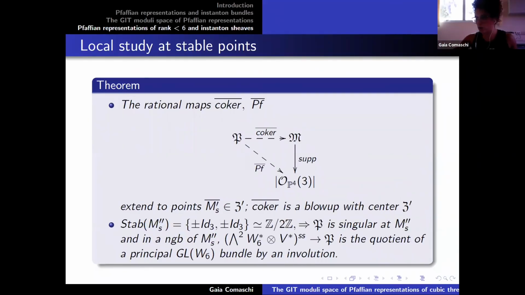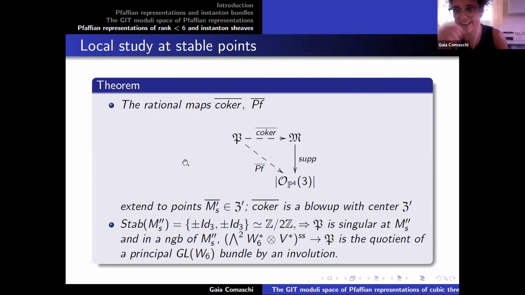This also allows us to study how to extend these rational maps in a neighborhood of a matrix associated to a conic. So we are able to extend this rational map to these components of dimension 11. And moreover, this map behaves like a blow up with center in Z prime.